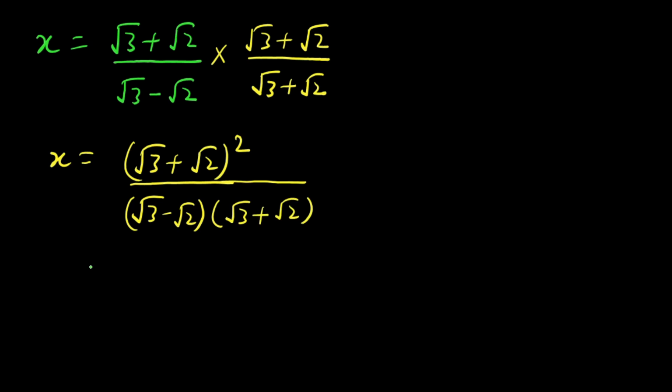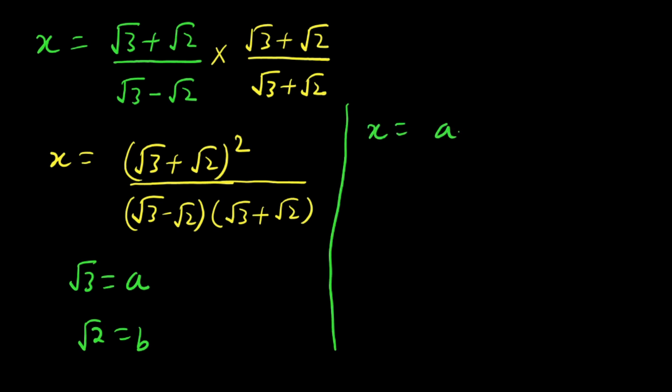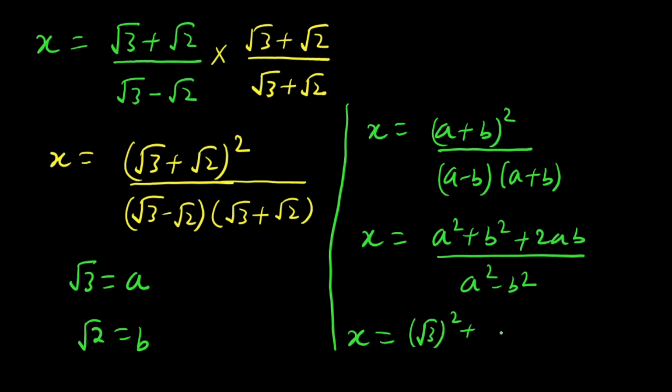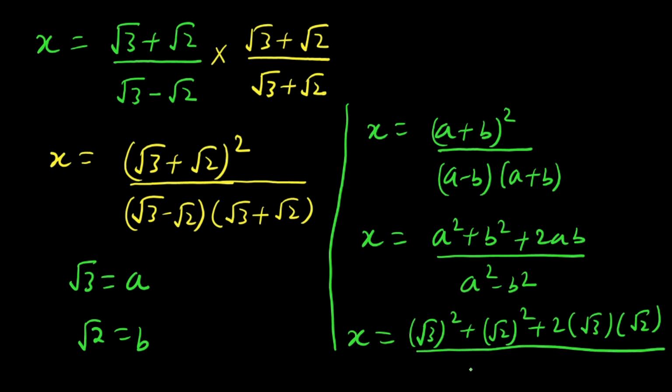Now here we will apply substitution. If we substitute √3 = a and √2 = b, then x = (a + b)² / ((a − b)(a + b)). Then x = (a² + b² + 2ab) in the numerator, and in the denominator (a − b)(a + b) is a² − b². Then x = (√3)² + (√2)² + 2 times √3 times √2, and in the denominator (√3)² − (√2)².